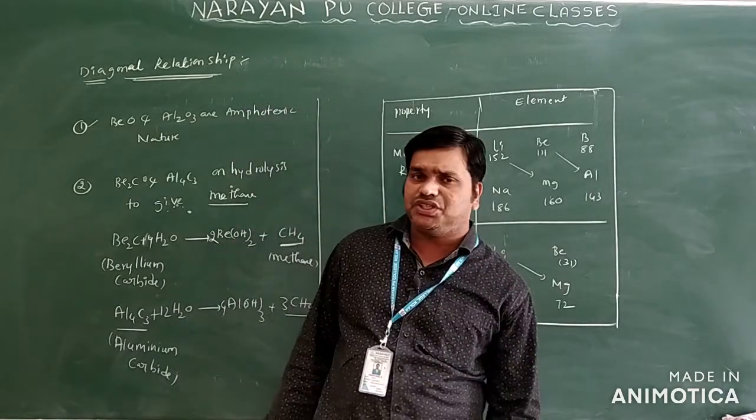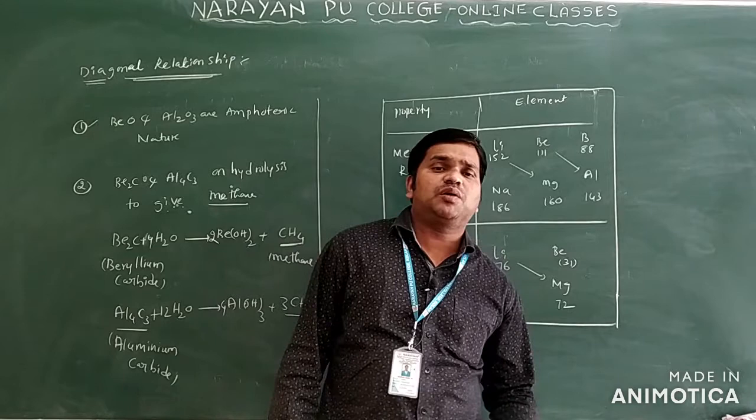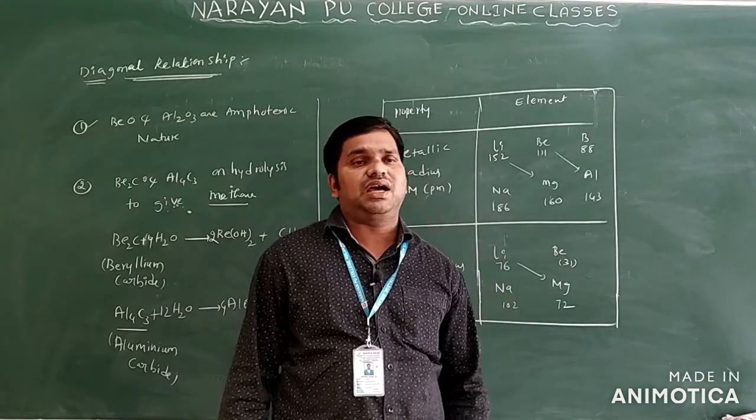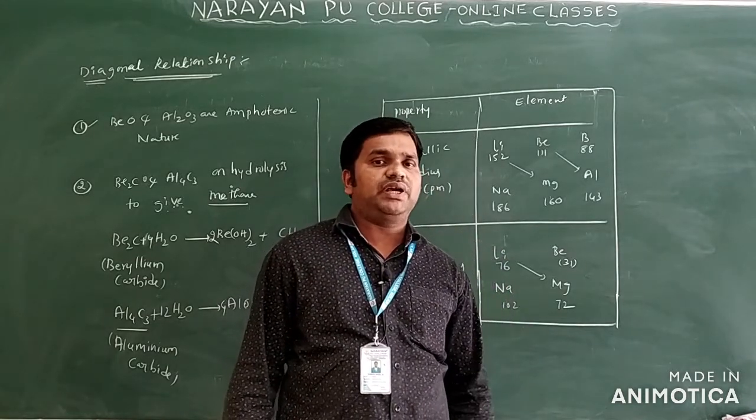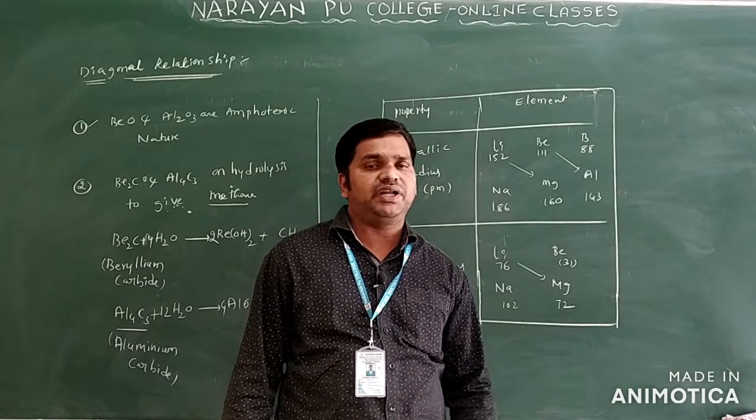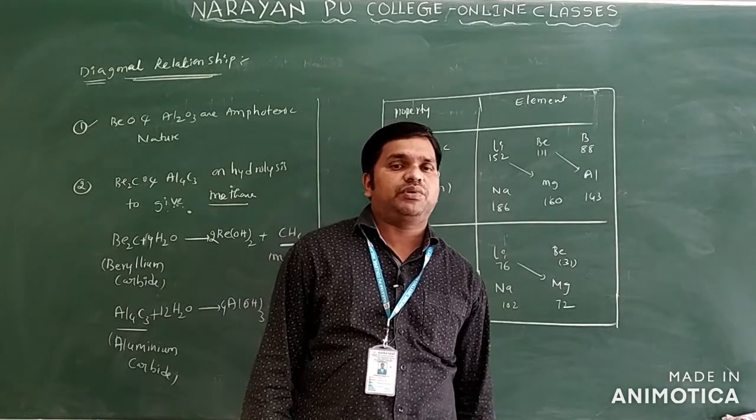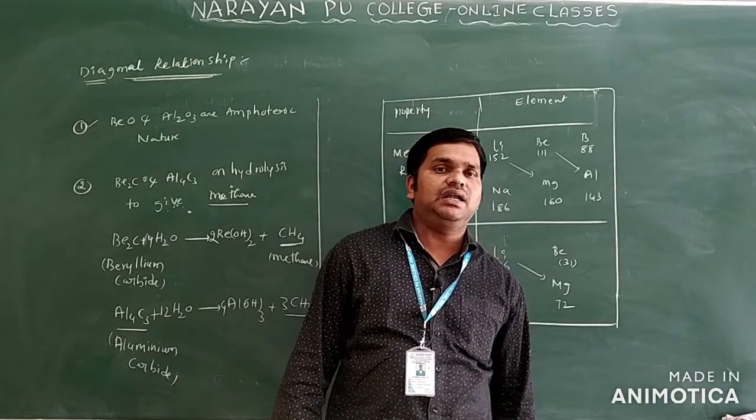Okay, what is the definition? The first element of the group has similar properties with the second element in the next group. So mainly we are comparing which elements? Second and third period elements only. They have similar properties. This we are calling what? Diagonal relationship only.